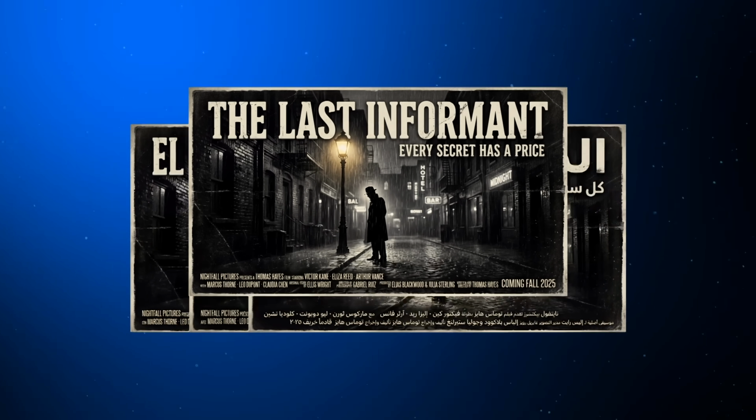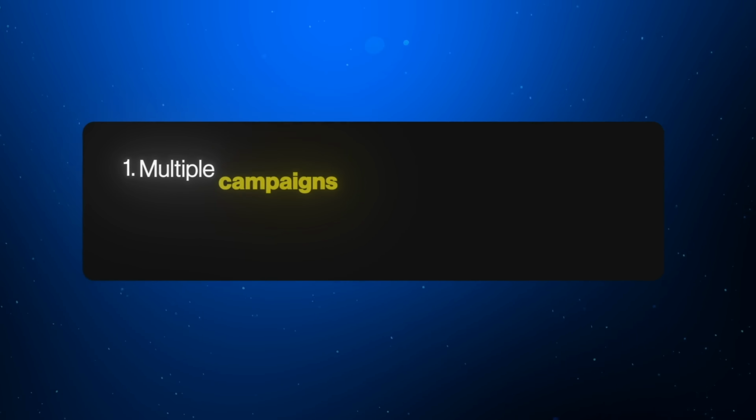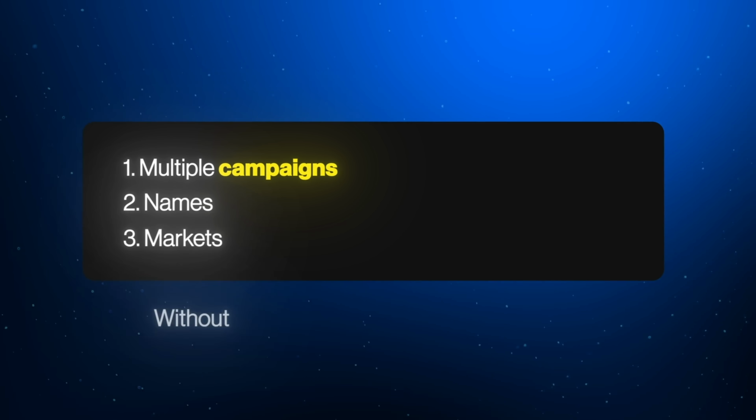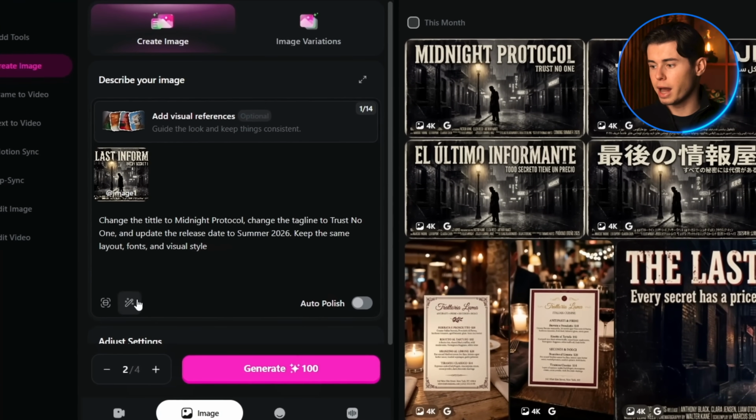What this means in practice is, you generate one strong image and then spin out dozens of variations for multiple campaigns, names, and markets without starting from scratch every time. And if you don't want to write out every detail yourself, OpenArt has an enhanced prompt button at the bottom left of the prompt box that expands whatever you type into a more detailed prompt, which is a nice shortcut for this kind of iterative work.